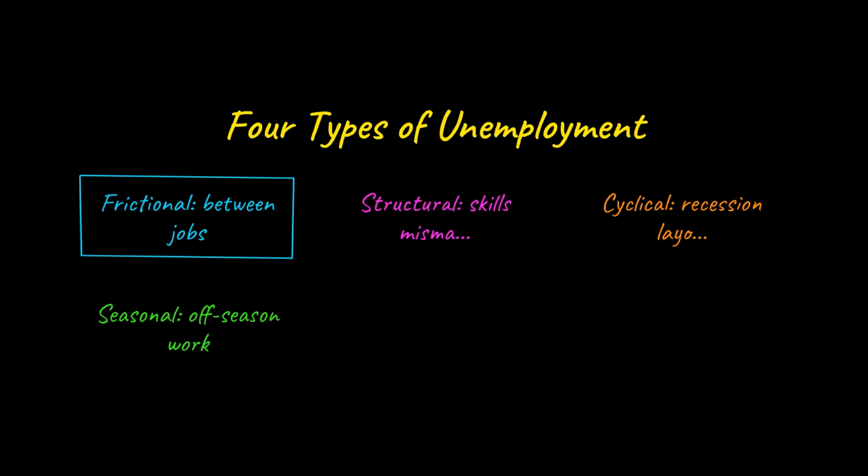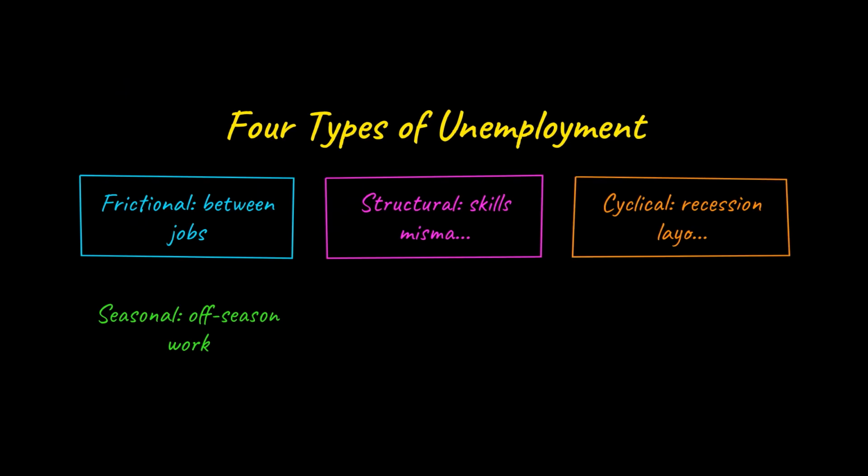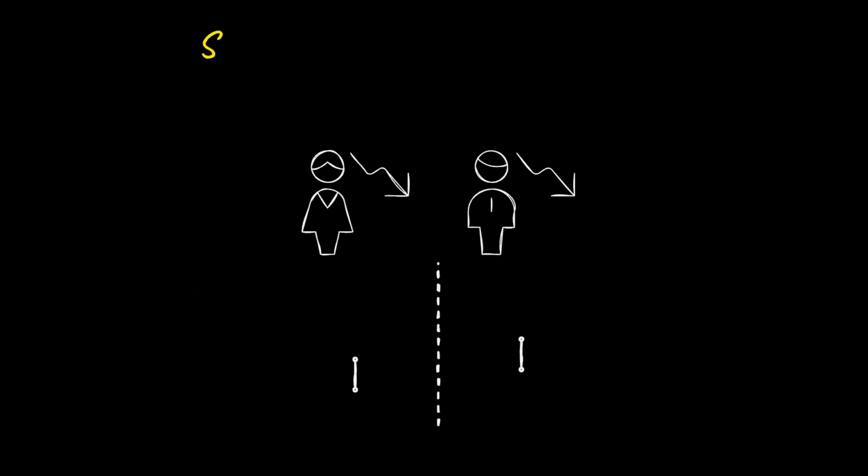Frictional unemployment is short-term, like recent graduates or workers searching for a better fit. Structural arises when technology or industry change leaves workers' skills outdated. Cyclical tracks the business cycle, rising during recessions and easing in recoveries. Seasonal follows the calendar, affecting workers whose jobs only exist part of the year.